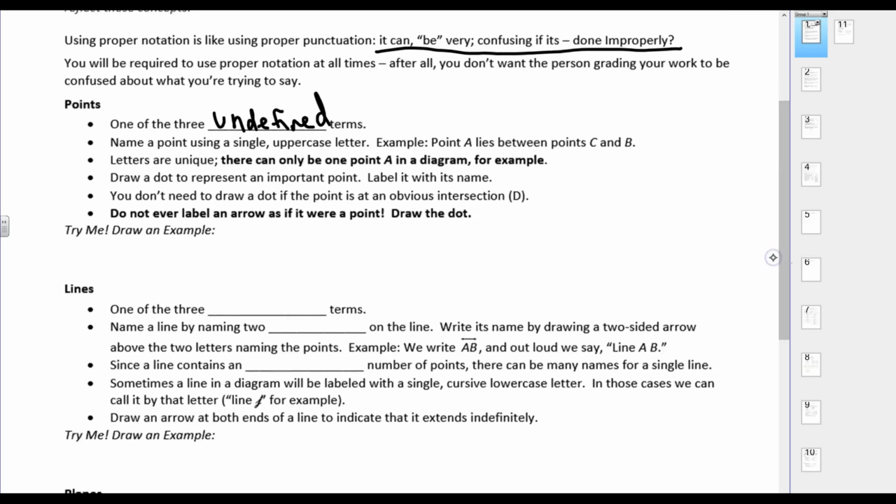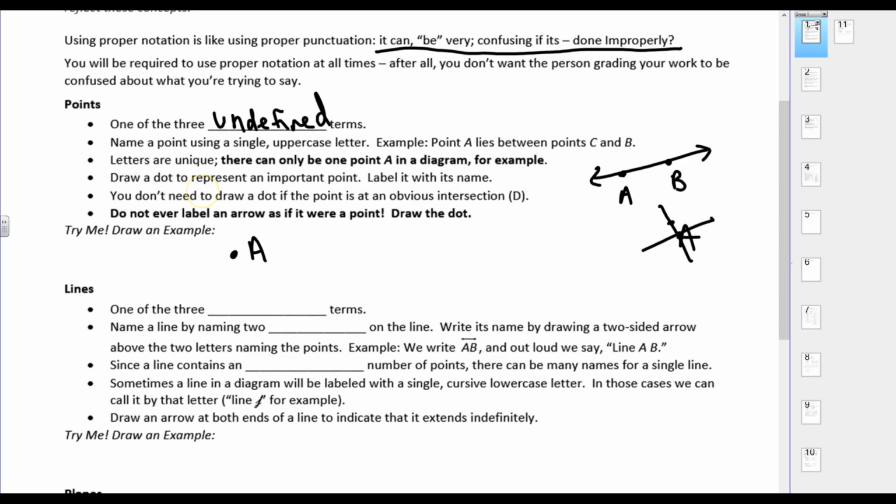Points are named with a single uppercase letter. So for example, if I have a point here, I would name it point A, and I can define where they are. So for example, point A lies between point C and D. The letters have to be unique. There can only be one point A in a diagram, for example. So if I've got this picture here and I label this guy A and this guy B and this point off here A again, that's not okay because we only have one A in the diagram.